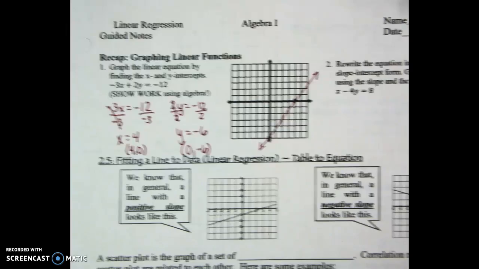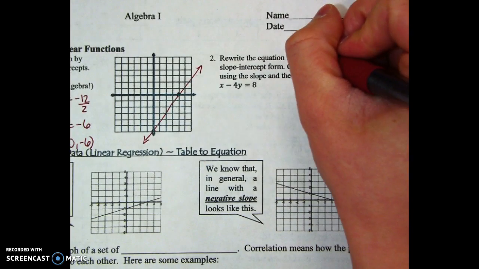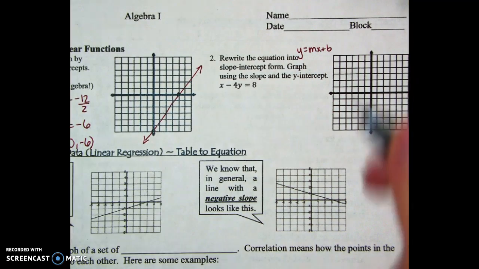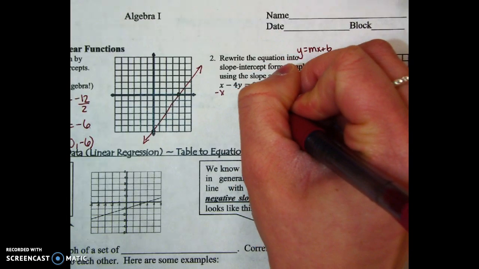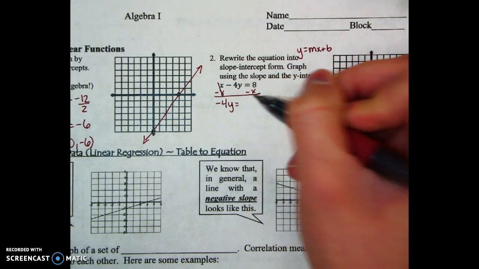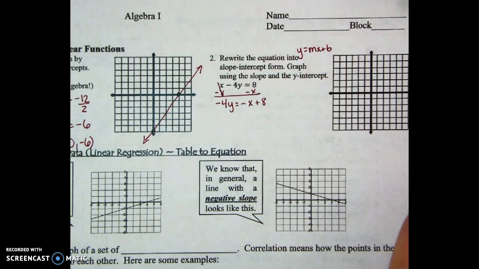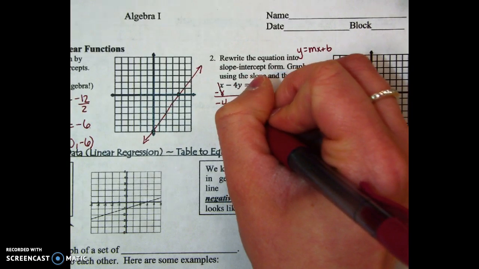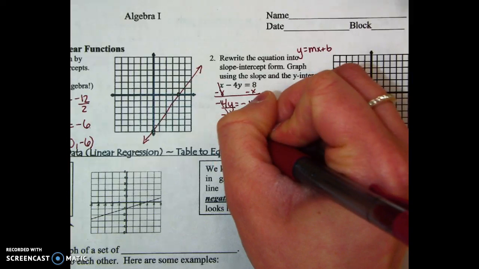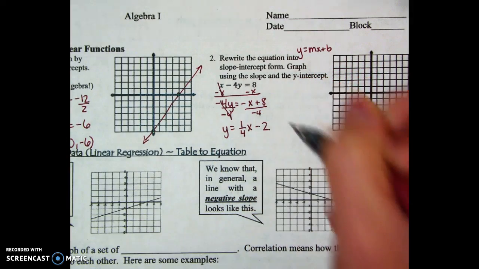On number 2, you should have put it into slope-intercept form, which hopefully you remember is this form right here, y equals mx plus b. To do that, I'm going to subtract x from both sides. That's negative 4y equals, I'm going to put the x first, so negative x plus 8. Divide everything by negative 4. I get y equals a positive 1/4 x minus 2.